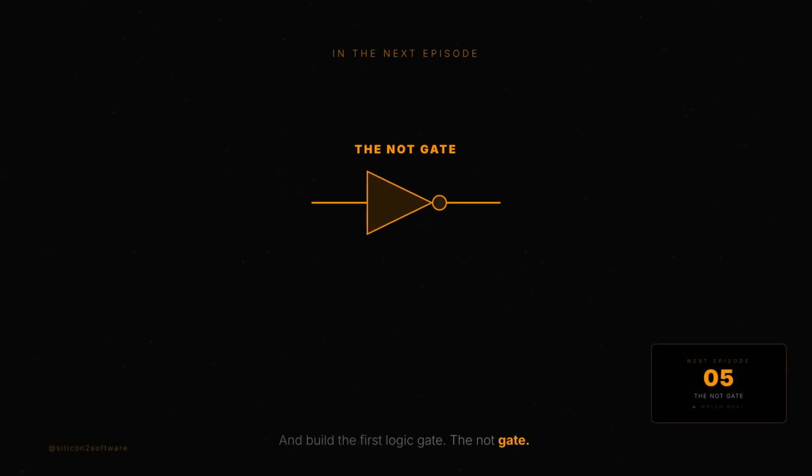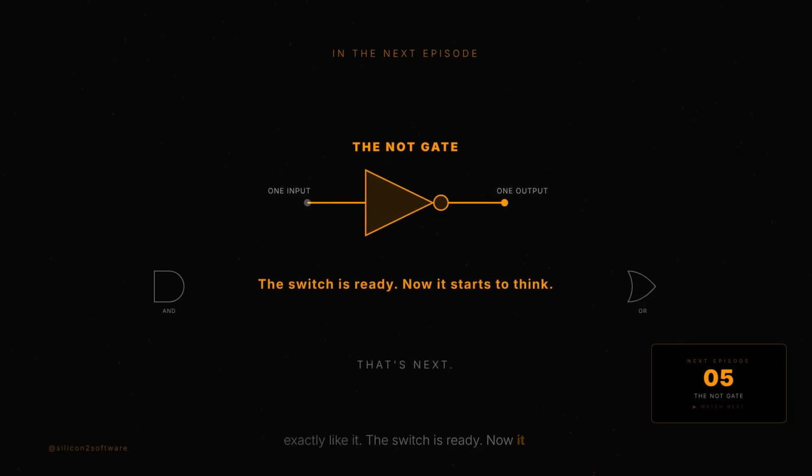We have our switch. Now we need to teach it to make decisions. In the next episode, we take a single transistor, wired the simplest way possible, and build the first logic gate, the NOT gate. One input, one output. A circuit that takes a signal and flips it. It's the smallest possible piece of logic. And every other gate, and or everything a computer will ever compute, gets built starting from ideas exactly like it. The switch is ready. Now it starts to think.